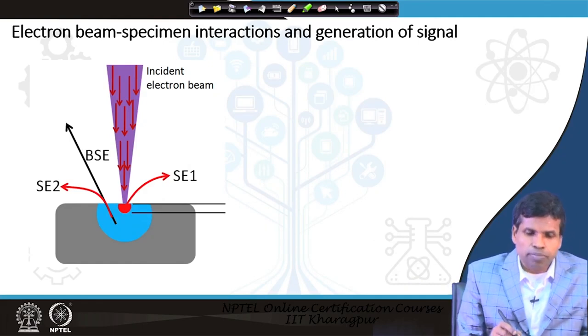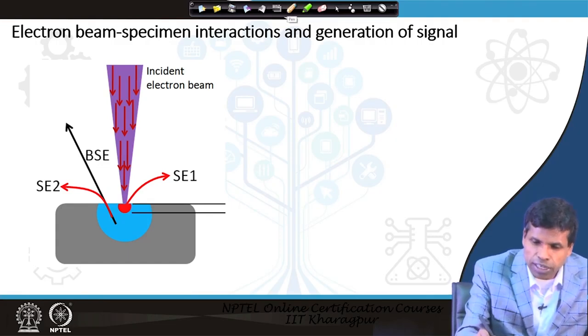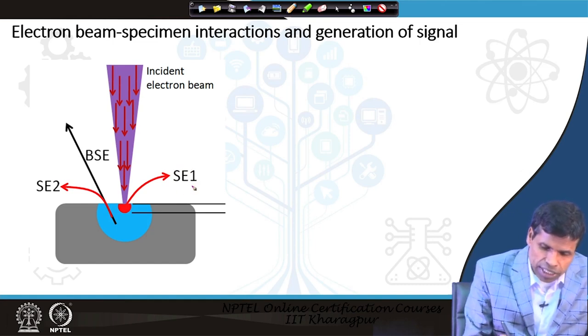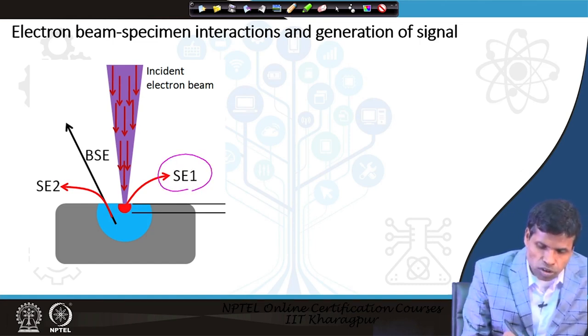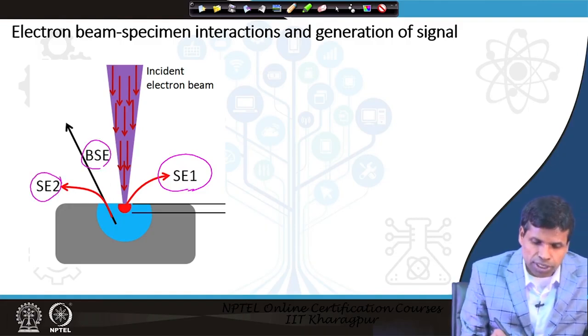So, here the electron beam is interacting with the specimen and producing secondary electrons and backscattered electrons, which we are more interested in. As you see, the secondary electrons SE1 are coming from the region where the incident beam is falling on the sample, an area just a little larger than the beam size. From the nearby region, backscattered electrons are coming, and also SE2. We will discuss more about SE1 and SE2.